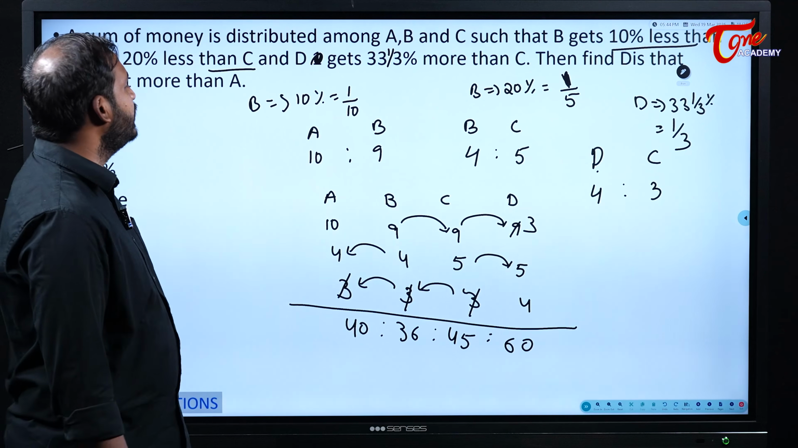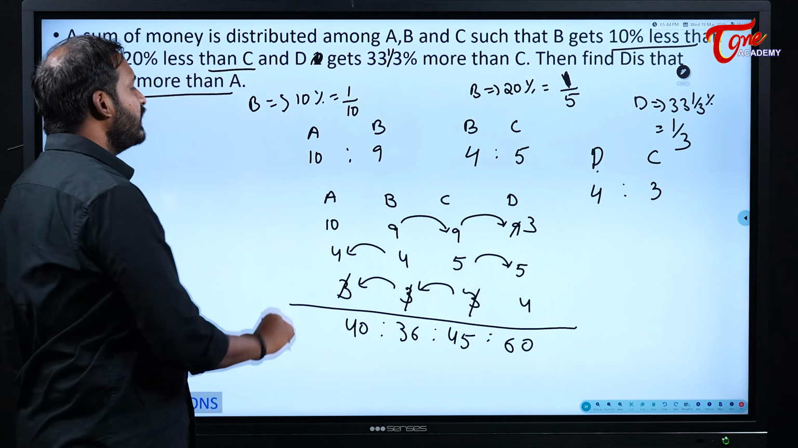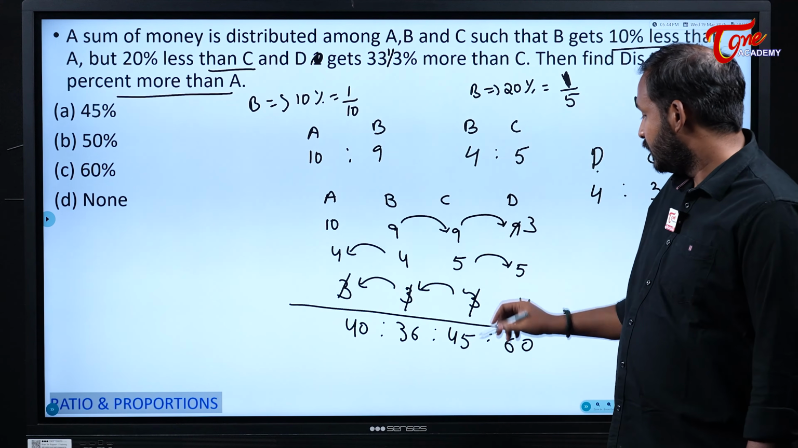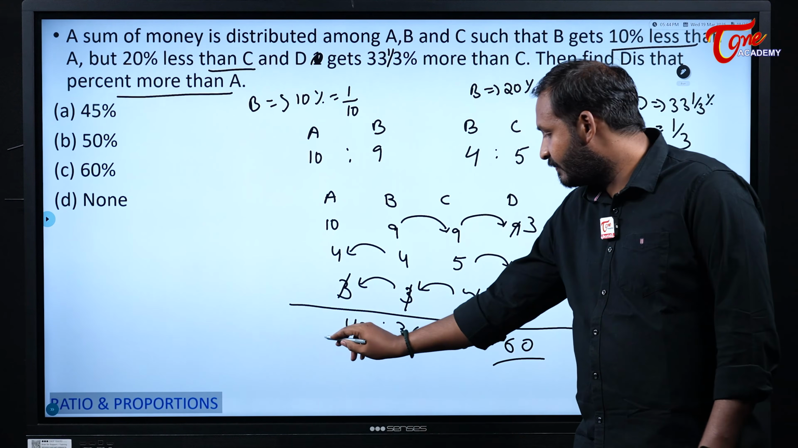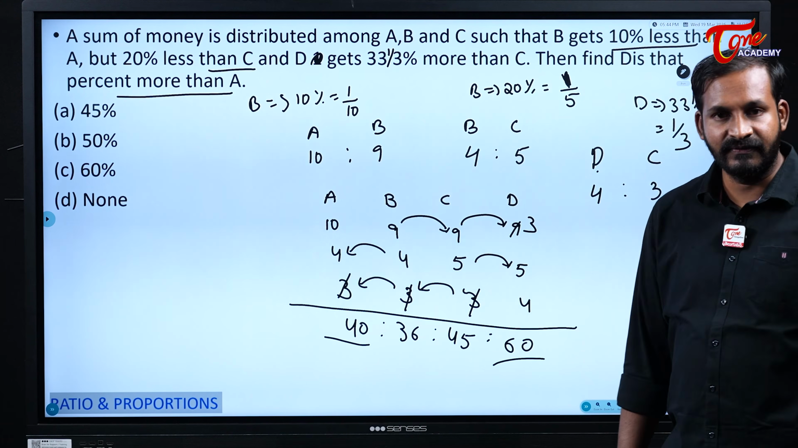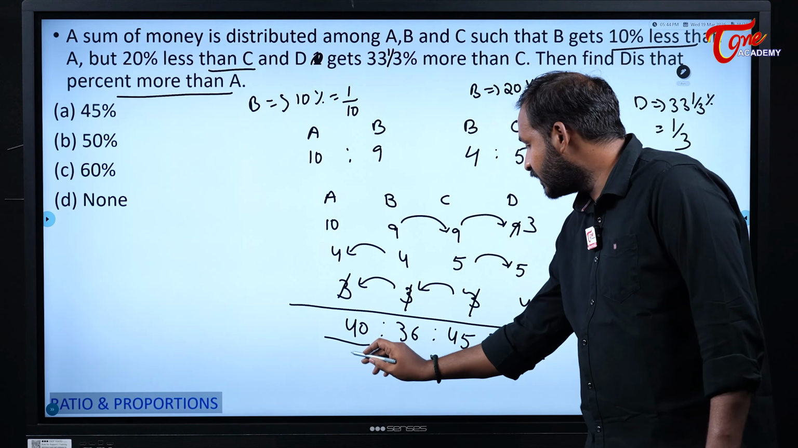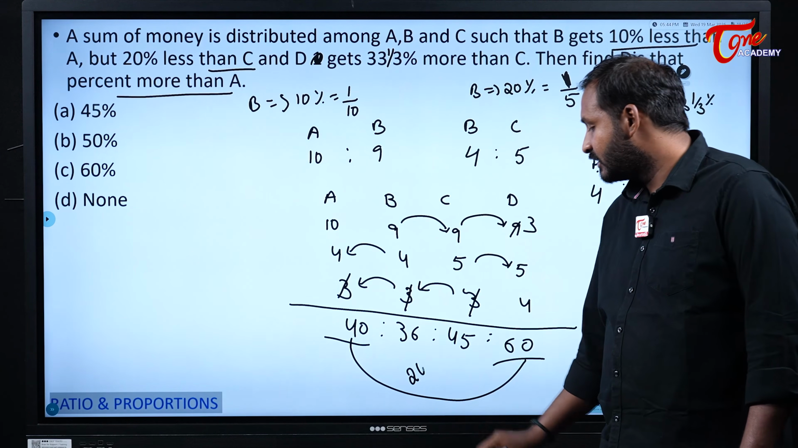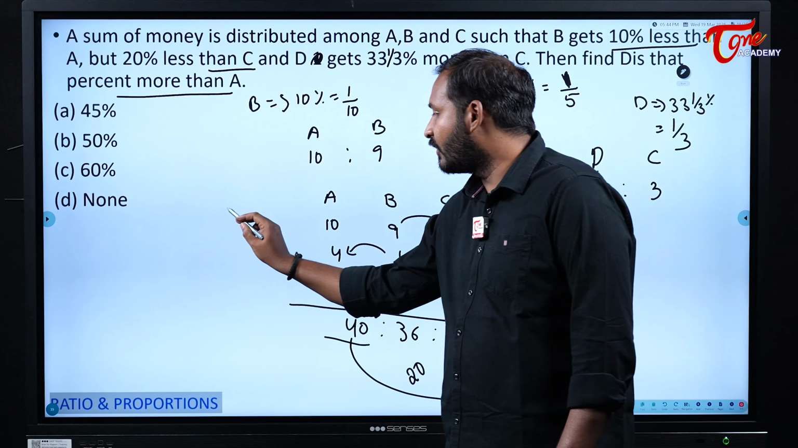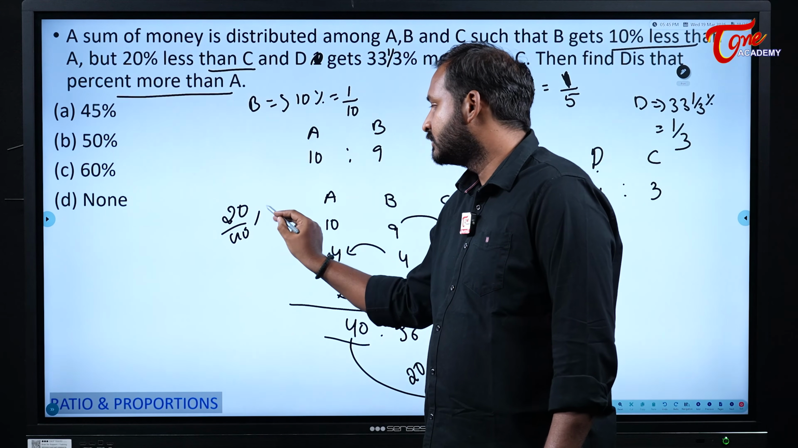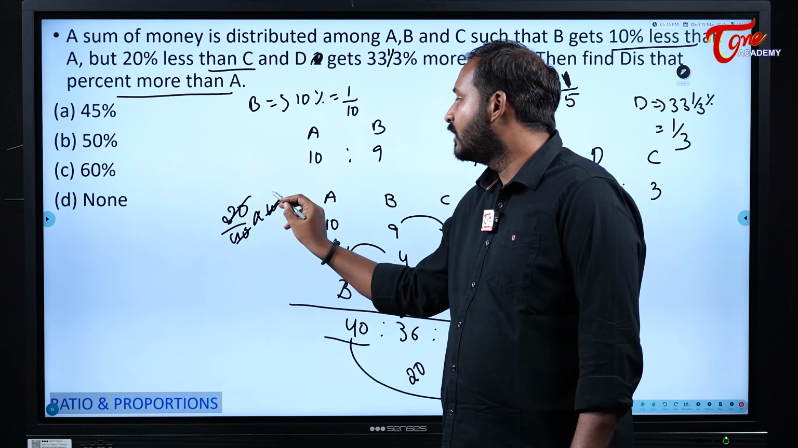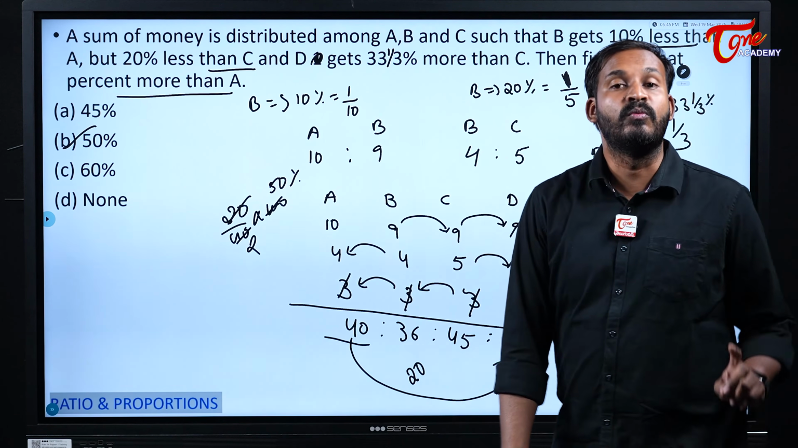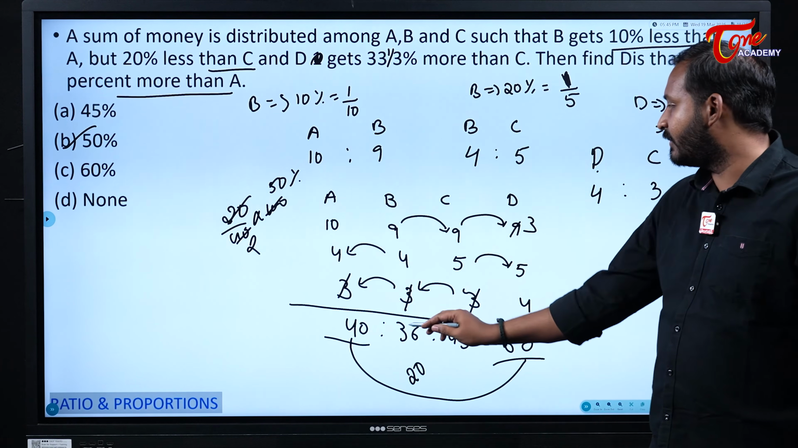Now find, D is what percentage more than A? D is how many parts here? D is getting 60 parts and A is 40 parts. Now, D is getting how much more than A? D is getting 20 more than A. So, 20 is what percentage of 40? 20 by 40 into 100. Very clearly we can say it is equal to 50%. So D is 50% more than A.